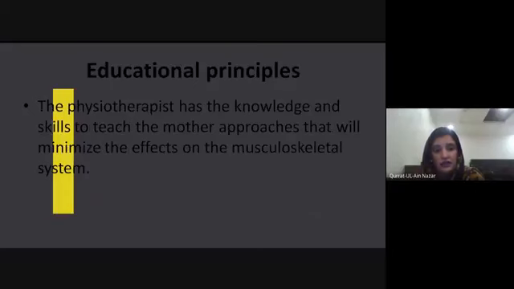Now let us discuss some of the educational principles of the postnatal period. It is accepted that individuals learn best from taking part, that is, doing the exercises, if space, time, and ability of the client allow. They are less likely to be afraid to do the exercises at home if they have tried them under supervision. It means that mothers first do exercises under the supervision of the women's health physiotherapist.